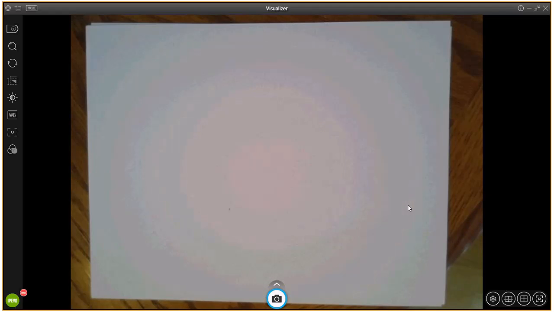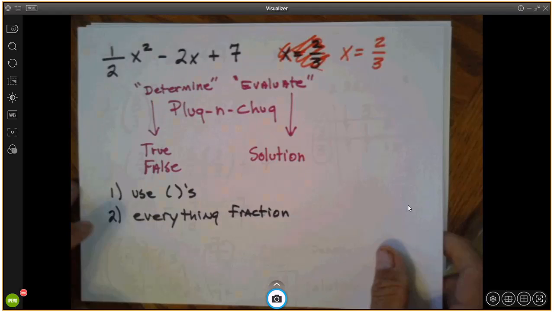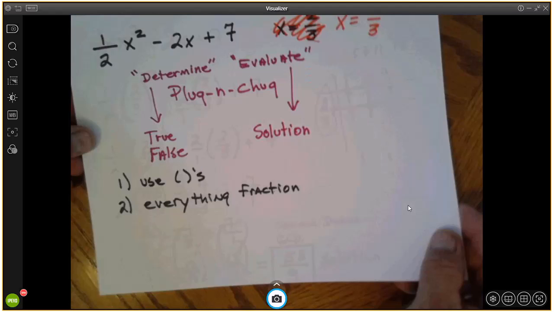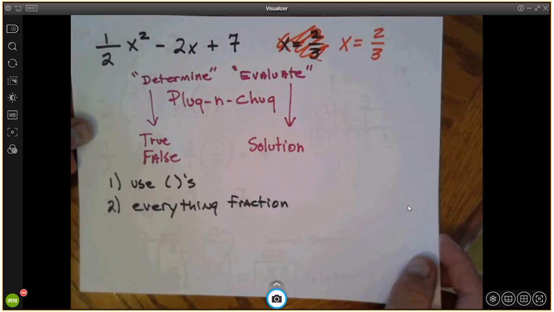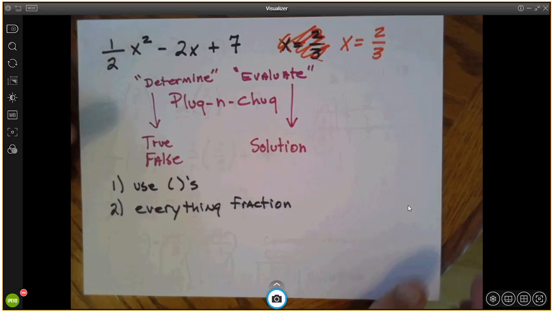The first question is this question. And I want to make sure that I am recording. And the question is 1/2 x squared minus 2x plus 7.